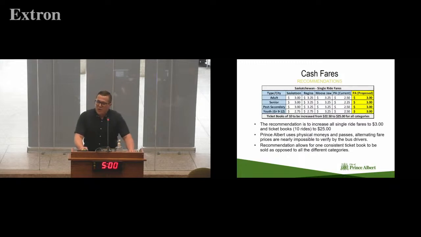Cash fares are quite straightforward. The proposal is to increase all fares to $3 even. This just makes it consistent and fair for all riders. A single fare is $3. In the city, we currently use cash boxes, so it's very difficult for a bus driver to know, when a senior comes on the bus and then a child and then an adult, who pays what, right? Because it switches each time. So $3 makes it consistent for everybody, and it also allows us to sell a standard ticket book of 10 rides for $25, as opposed to multiple different categories.